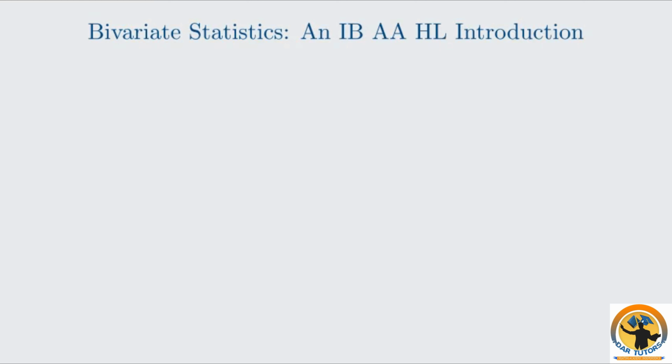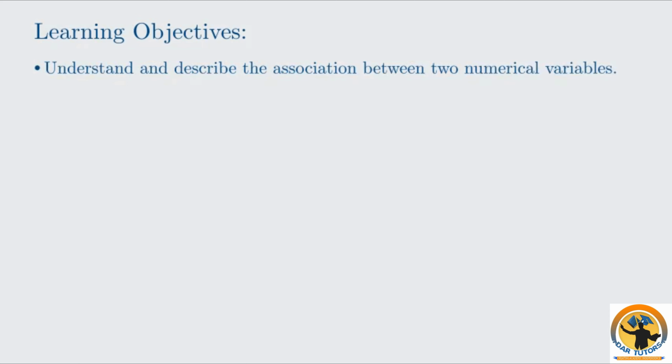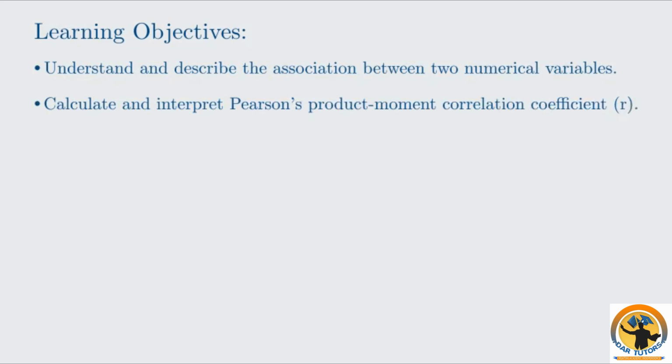In this video, we will explore the fundamentals of bivariate statistics, a key topic in the IB Mathematics Analysis and Approaches higher-level curriculum. By the end of this session, you will be able to understand and describe the association between two numerical variables, calculate and interpret Pearson's product moment correlation coefficient, and draw and use a line of best fit for prediction. Let's begin by defining what we're working with.